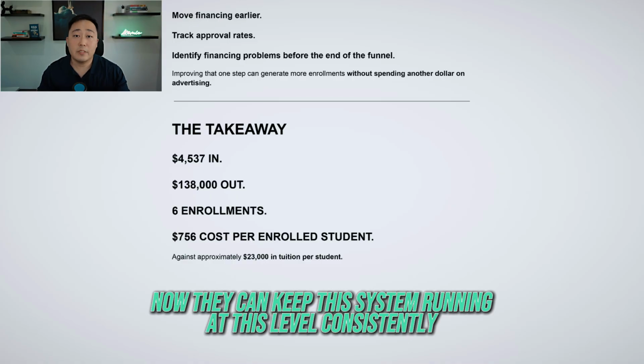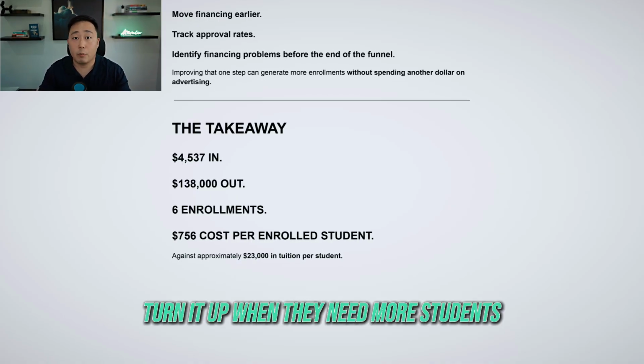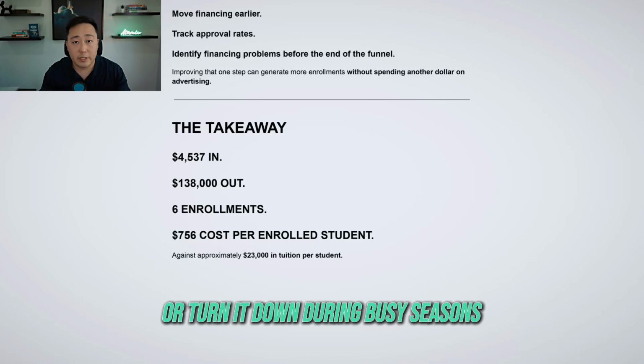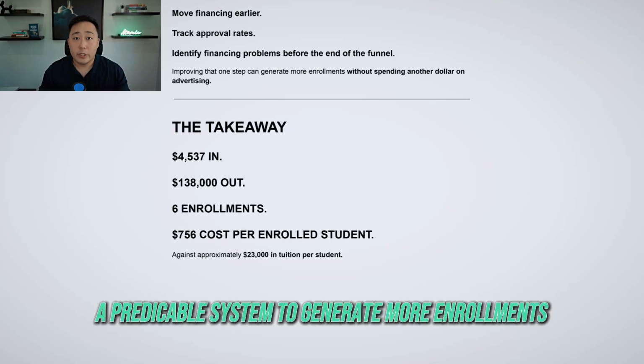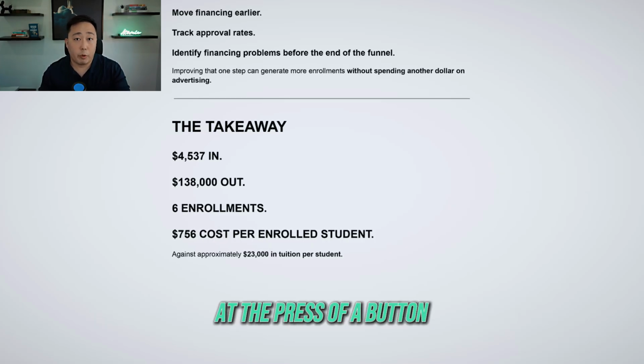Now they can keep this system running at this level consistently, turn it up when they need more students, or turn it down during busy seasons. A predictable system to generate more enrollments at the press of a button.